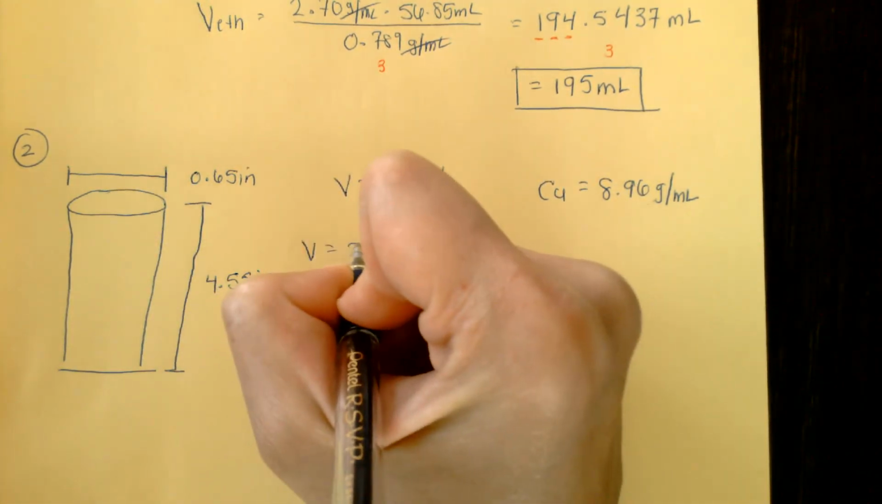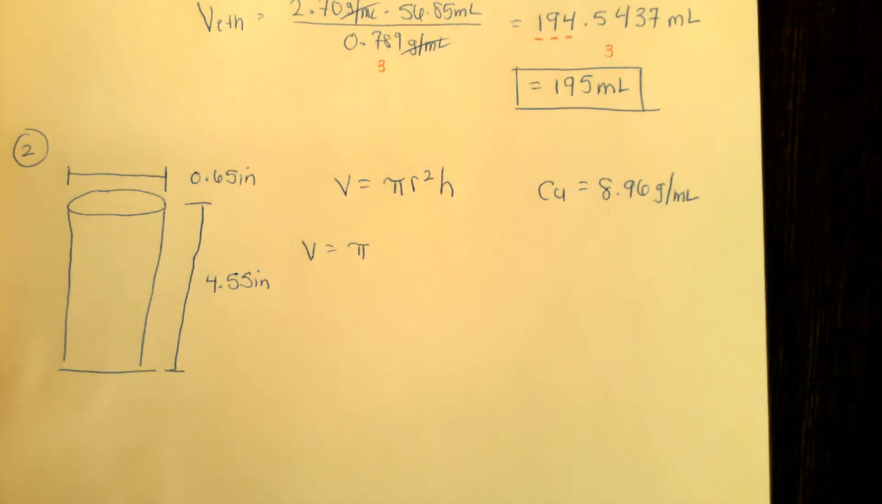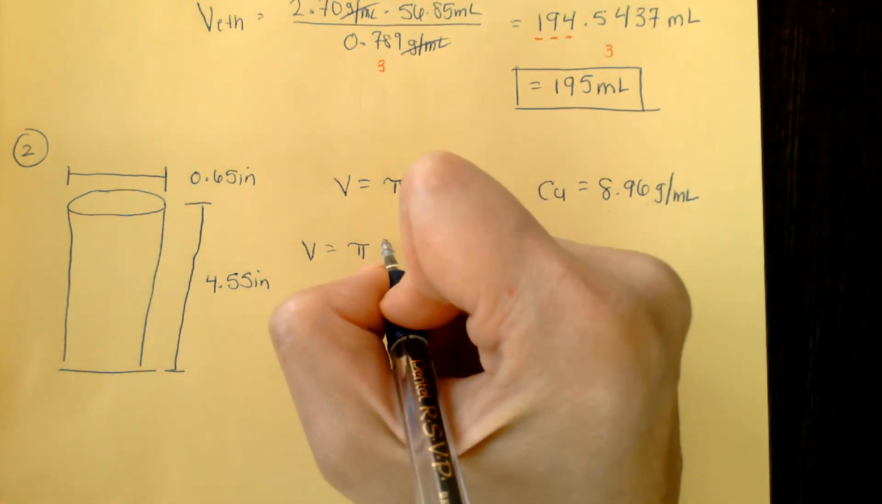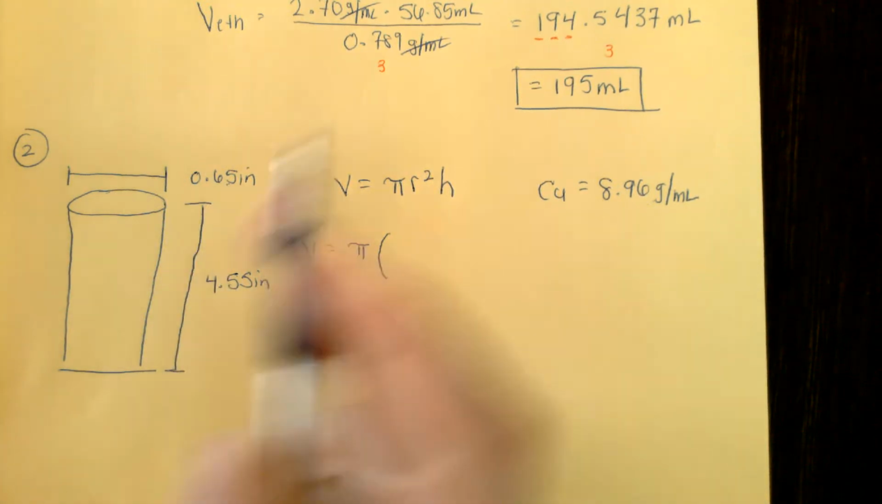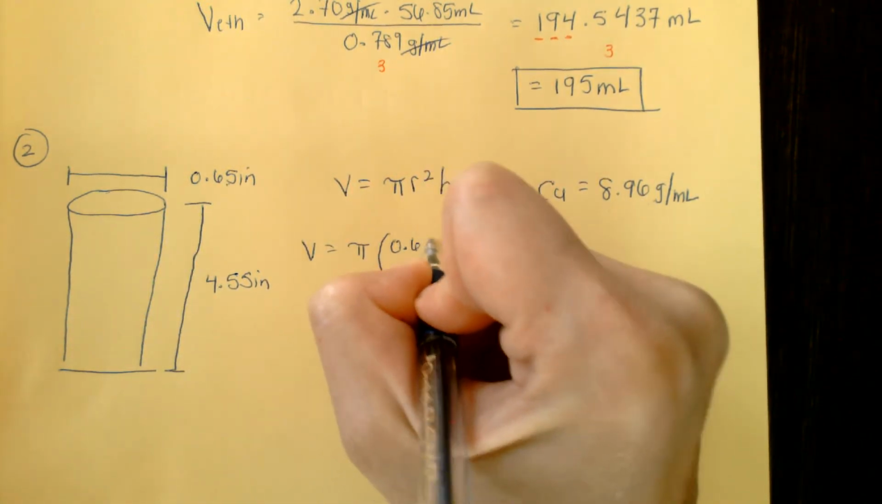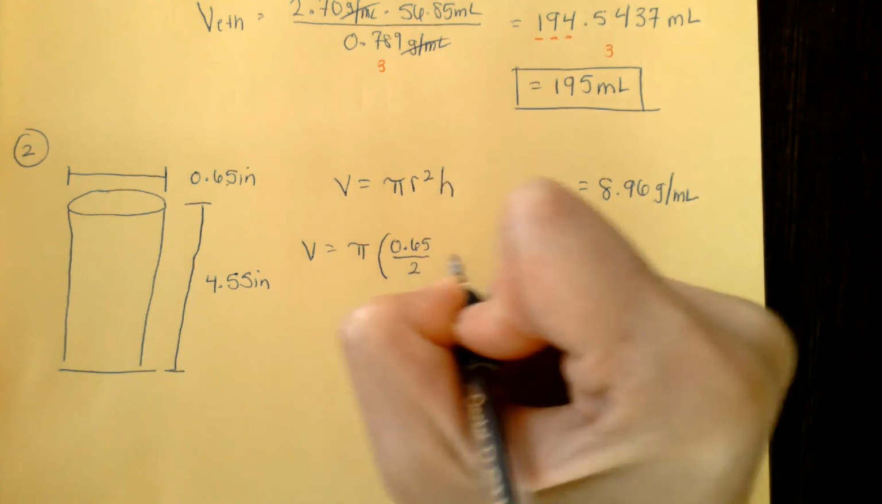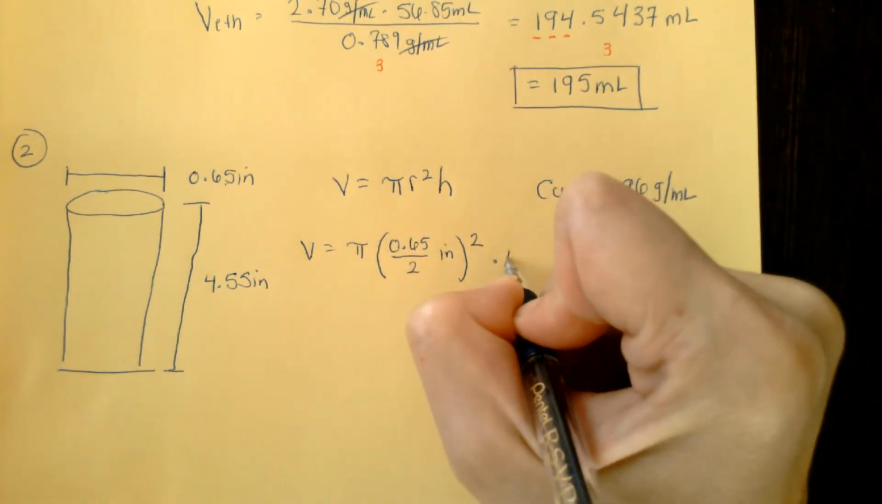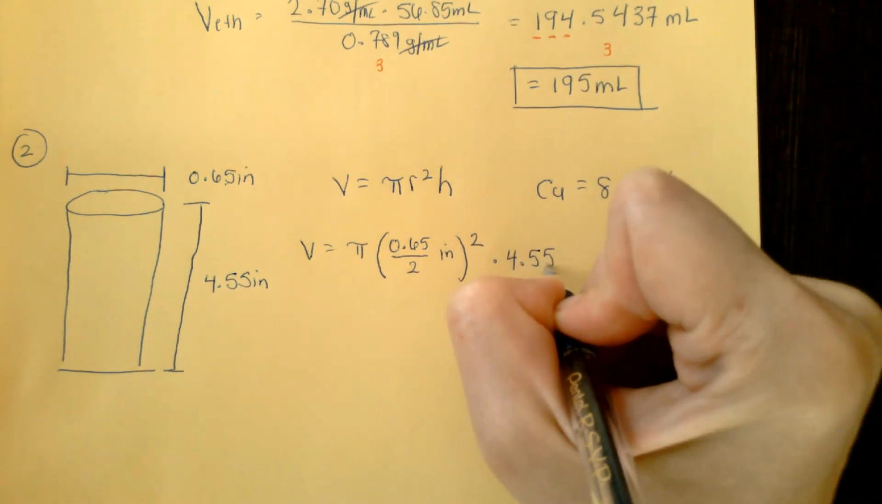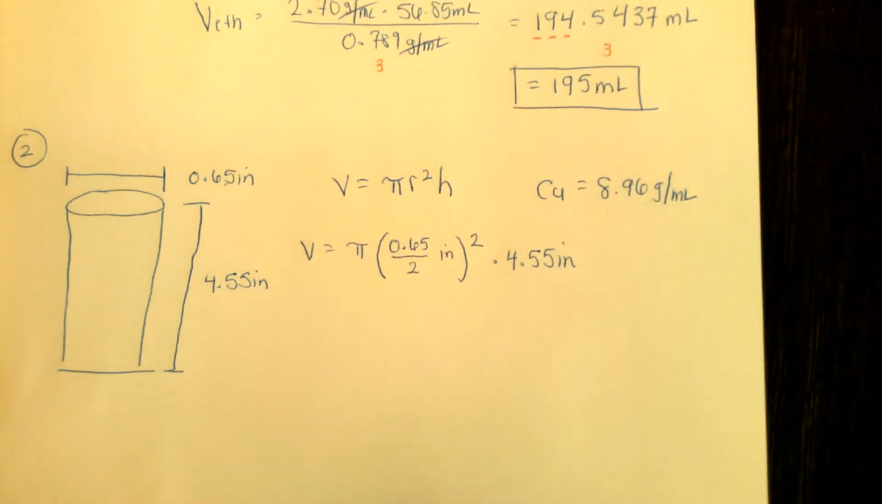Okay, so let's start plugging in. Volume equals pi, which is 3.1415, times our radius. Radius is half of a diameter. So we'll have our 0.65 over 2 inches, and that's squared, and then multiplied by 4.55 inches.